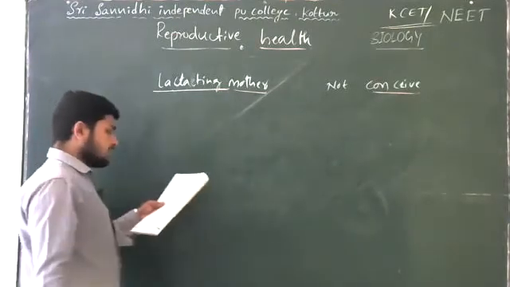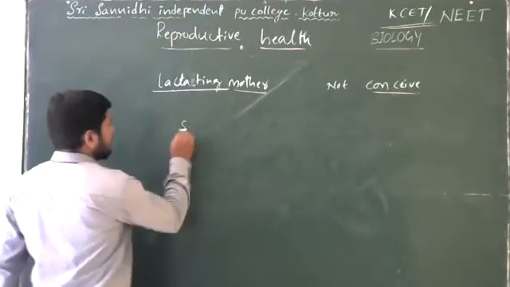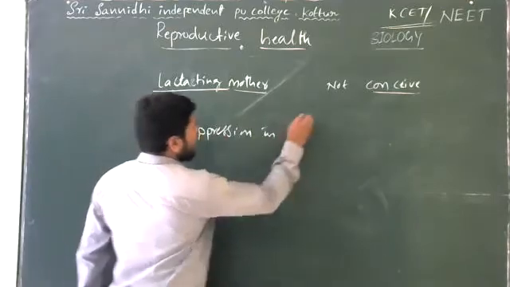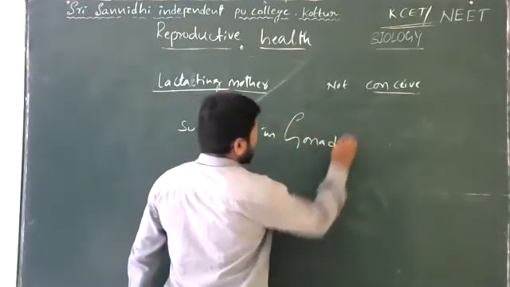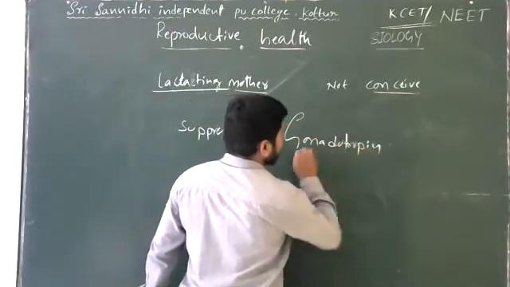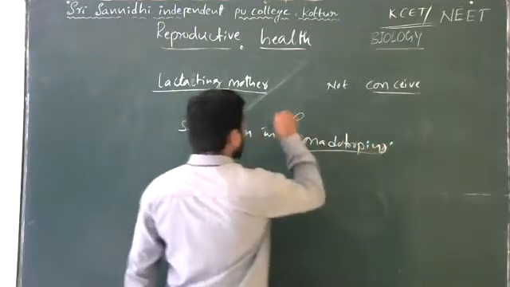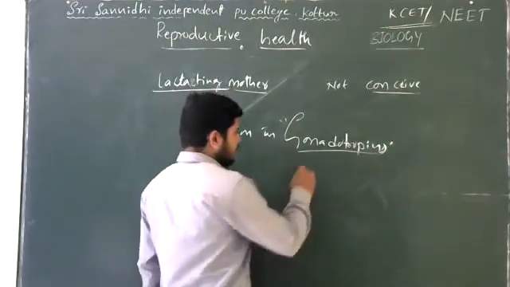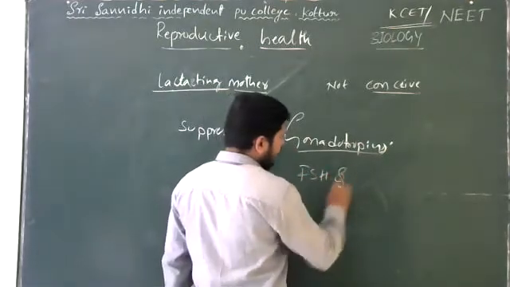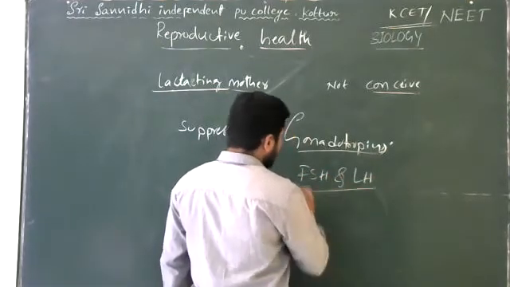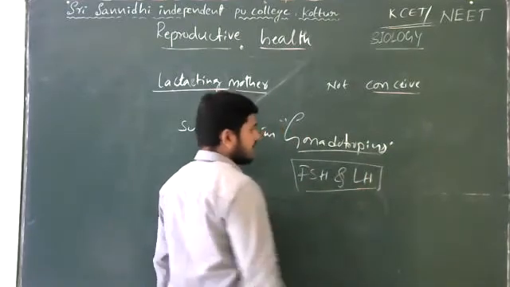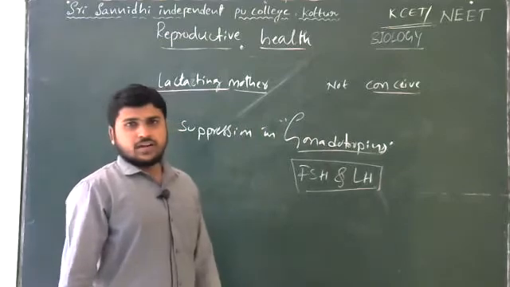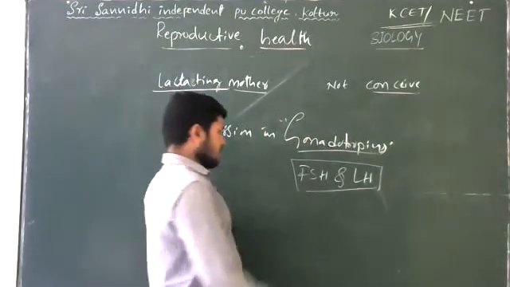The first option, suppression in gonadotropins. Now, what are gonadotropins? Gonadotropins are FSH and LH, follicle stimulating hormone and luteinizing hormone. Remember, these are involved in gonadal activity. That's why these are called gonadotropic hormones.